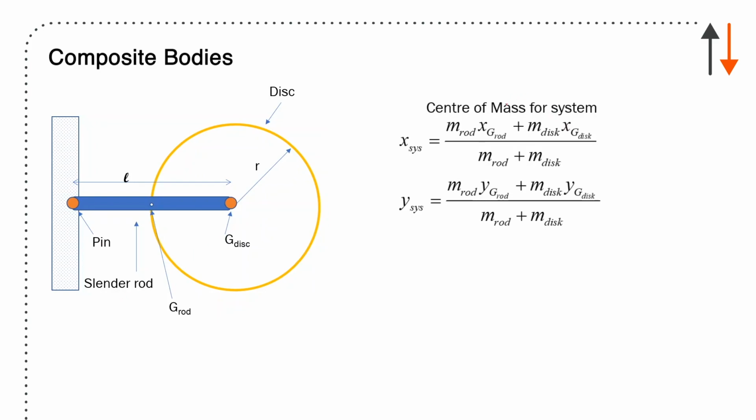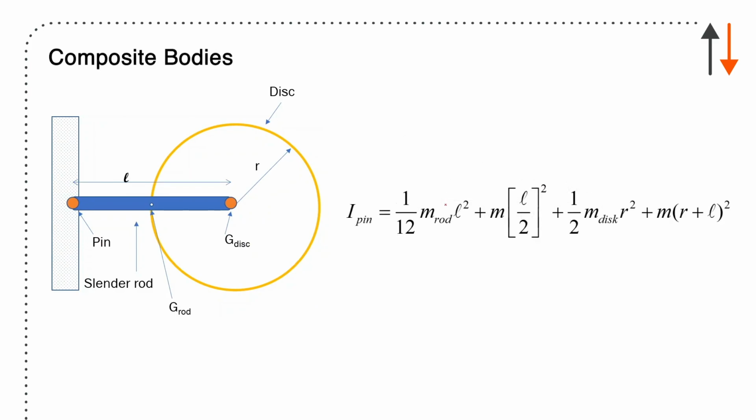And you will often be asked to solve for, say, the center of mass of the system, and that's just going to be mass of the rod times its x position, plus mass of the disc times its x position, divided by the total mass of the system. Same thing for y, and then you can say, look, that's the center of mass for the system.